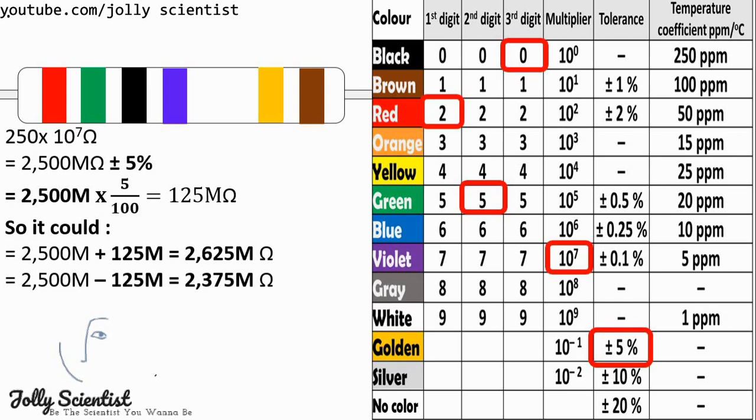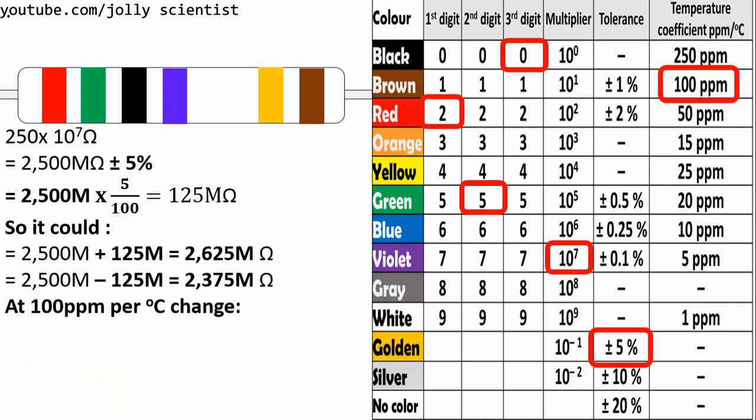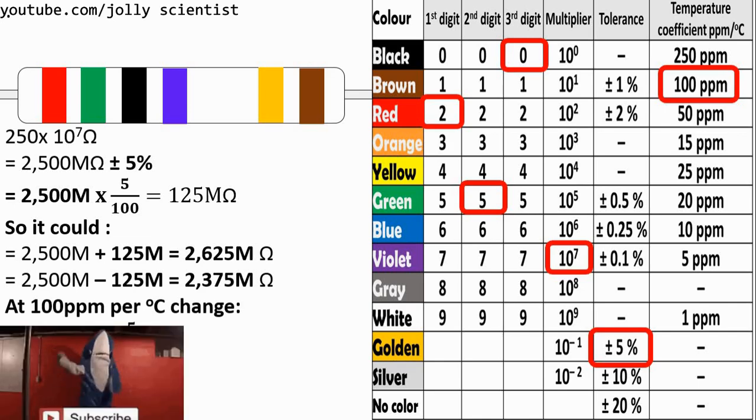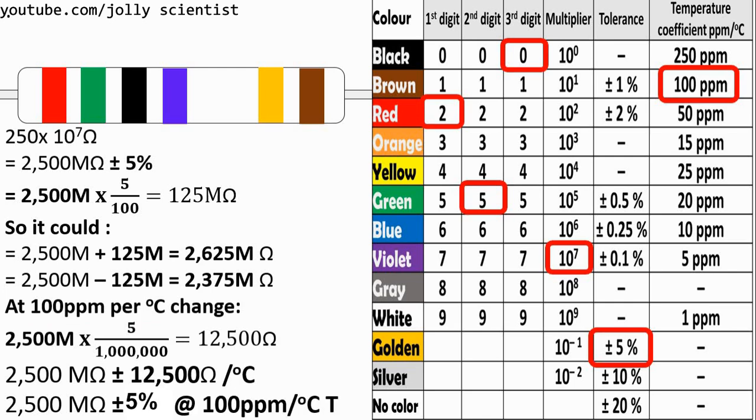2375 mega ohms. Now the sixth color is the temperature coefficient, which is brown, and that is 100 ppm. So at 100 ppm per degree Celsius change, it means that this resistor would vary by 12,500 ohms. So to express this properly, we would say 2,500 mega ohms plus or minus 5% at 100 ppm per degree Celsius TCR.